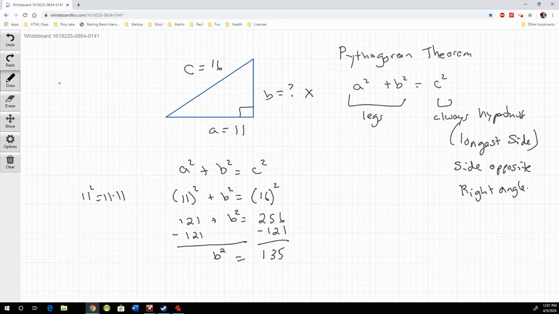Now I have b squared is 135, but I need to find what b is. So in order to figure out what b is, I'm going to take the square root of each of these. So the square root of b squared is just plain old b, and now I have to take the square root of 135, which is 11.619, but I think we need to round to the 100th, which is this place here, so our answer becomes 11.62.